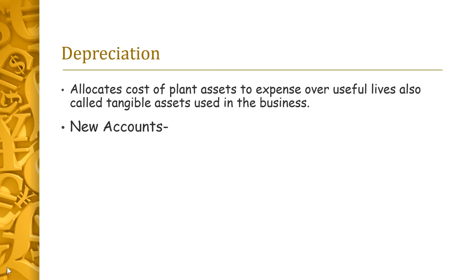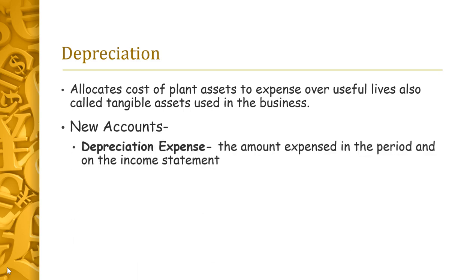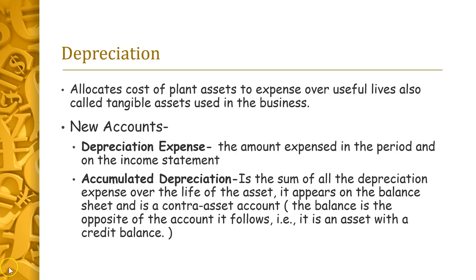We're going to have two new accounts. Depreciation expense is the amount expensed in the period on the income statement. Depreciation expense is only for tangible assets used in the business. Accumulated depreciation is the sum of all the depreciation expense over the life of the asset. It appears on the balance sheet and is a contra asset account. The balance is the opposite of the account it follows, so it is an asset with a credit balance.